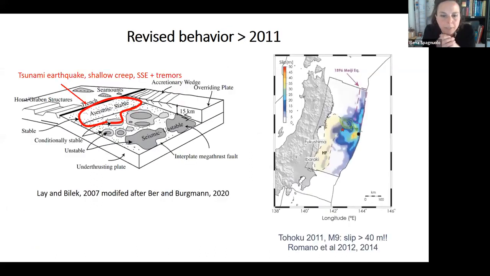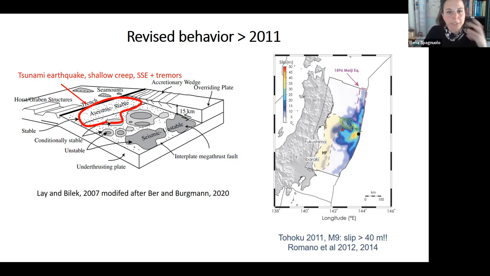After 2011, it became quite clear that it might not be the case, because during the Tohoku earthquake in 2011, we got this very large magnitude event with slip of up to 40 meters, even someone says also 50 meters of slip. So it's interesting how after 2011, this behavior was continuously revised and updated. For example, one of the last reviews that comes to my mind is one of Bürgmann and colleagues in 2020, where this region was populated with different ideas: they can host tsunami earthquakes, shallow creep, slow slip events, and tremors.